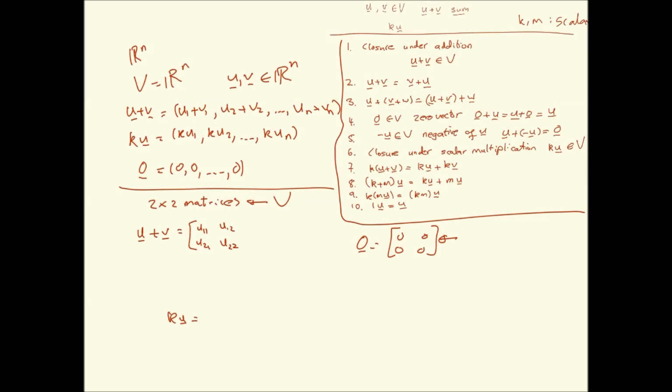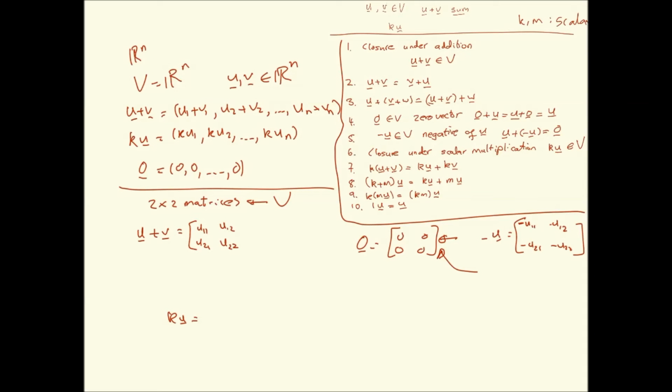The negative of the matrix is again a very straightforward idea. If I were to take u and add it to minus u, let's just quickly look at that. It's going to be minus u11, minus u12, minus u21, and minus u22. So when I add that to u, I'm clearly going to get the zero matrix. So axiom 5, sorry, is satisfied.